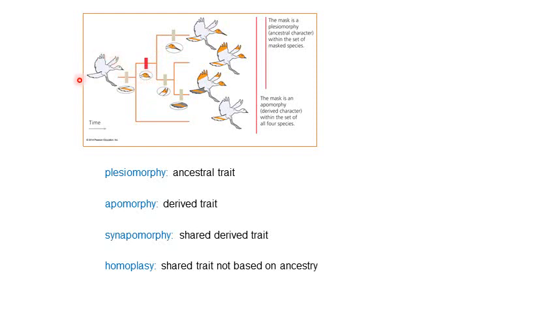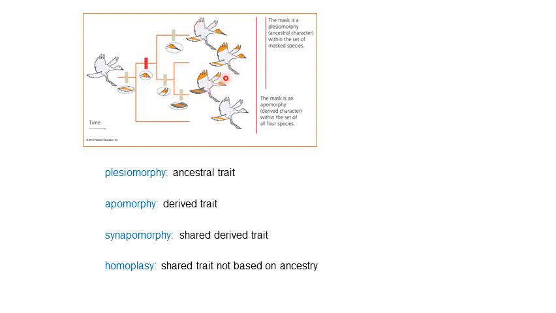If we look from the point of view of this further back in time ancestor, we see that it doesn't have a face mask at all, and so therefore the formation of the face mask was an apomorphy. It's something that is derived, something that its descendants had. Now, a synapomorphy is a shared derived trait, and it helps us identify clades.